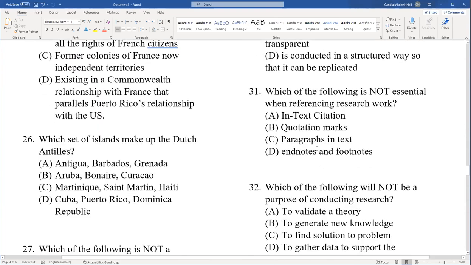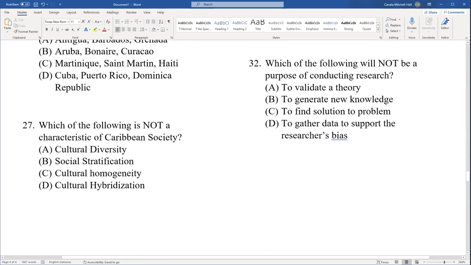Which of the following will not be a purpose of conducting research? Which one is the answer? 31. Wait, I read the wrong thing, sir. I read 32. Which of the following is not essential when referencing research work? The answer is? C. C, very good. 32.